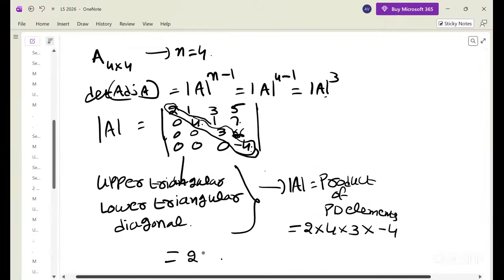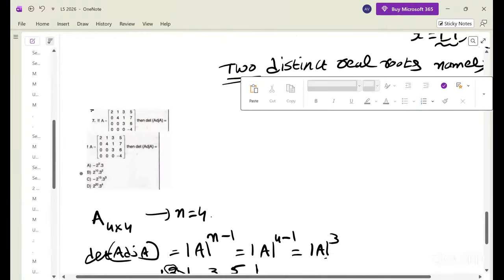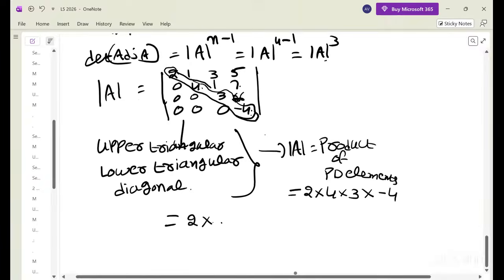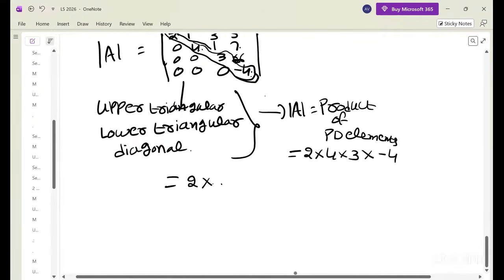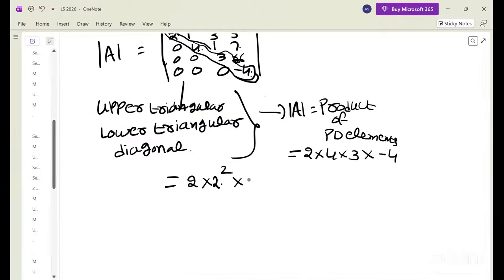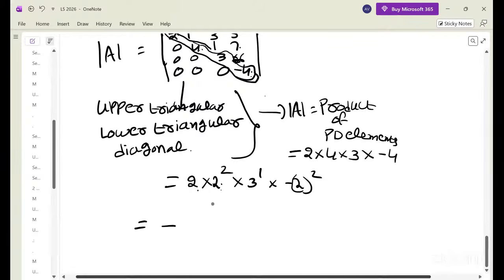This is 2. Answer is in terms of 2 power 5 into 3. So first, after getting the answer, go back to the options. So we have to get everything in terms of 2 and 3 powers. So here 4 is 2 square, and here into 3, 3 power 1. Here minus 4, so minus 2 square. So this is nothing but minus 2 power 5 into 3.